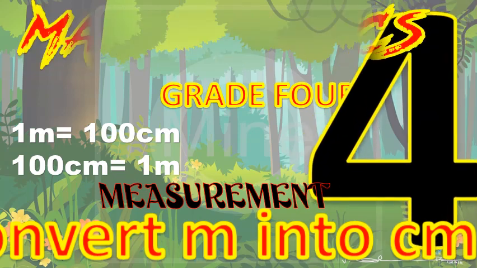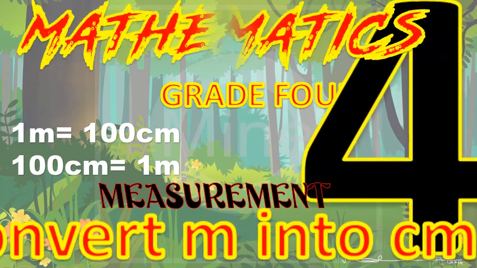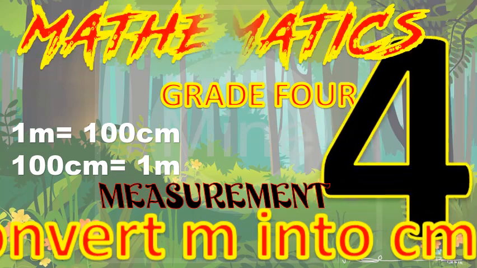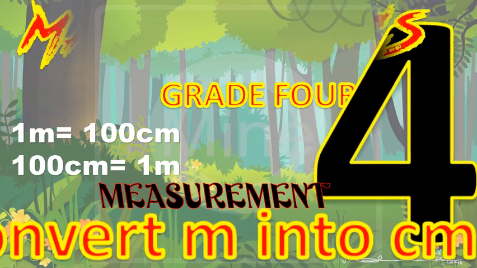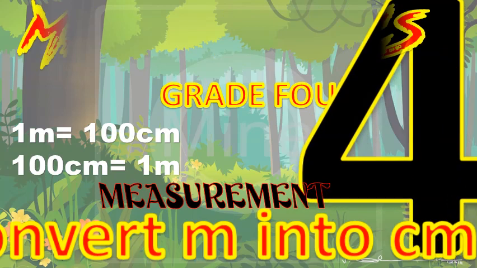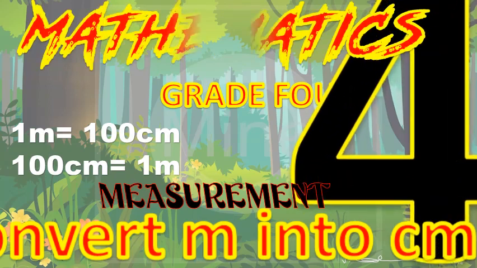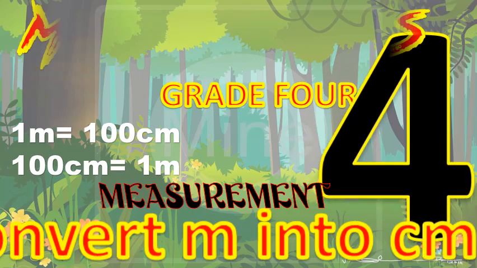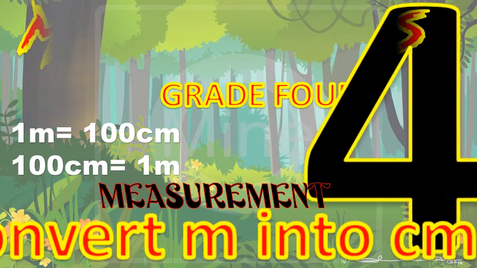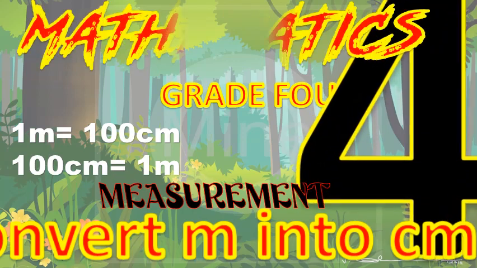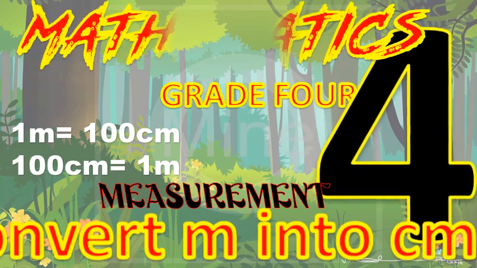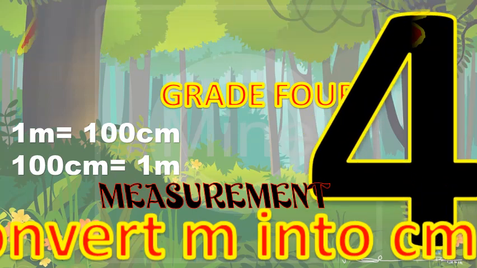To convert meters to centimeters, we multiply by 100. Therefore, I will take 2 meters and multiply it by 100 to get 200 centimeters.